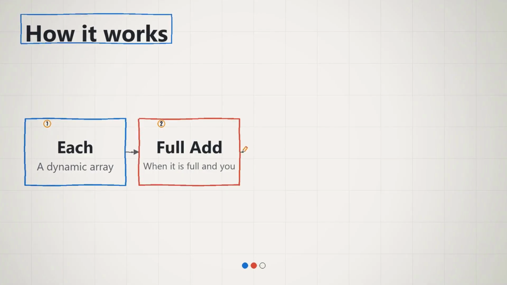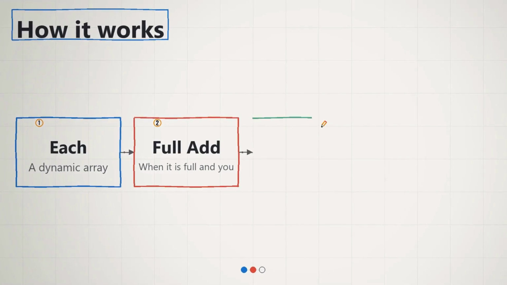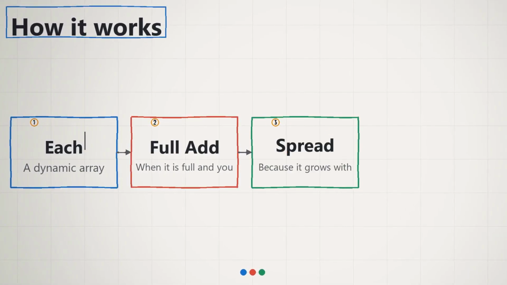Because it grows with extra room, most additions are instant and only the rare full moments cost a copy. Spread over many adds, the average cost stays tiny.